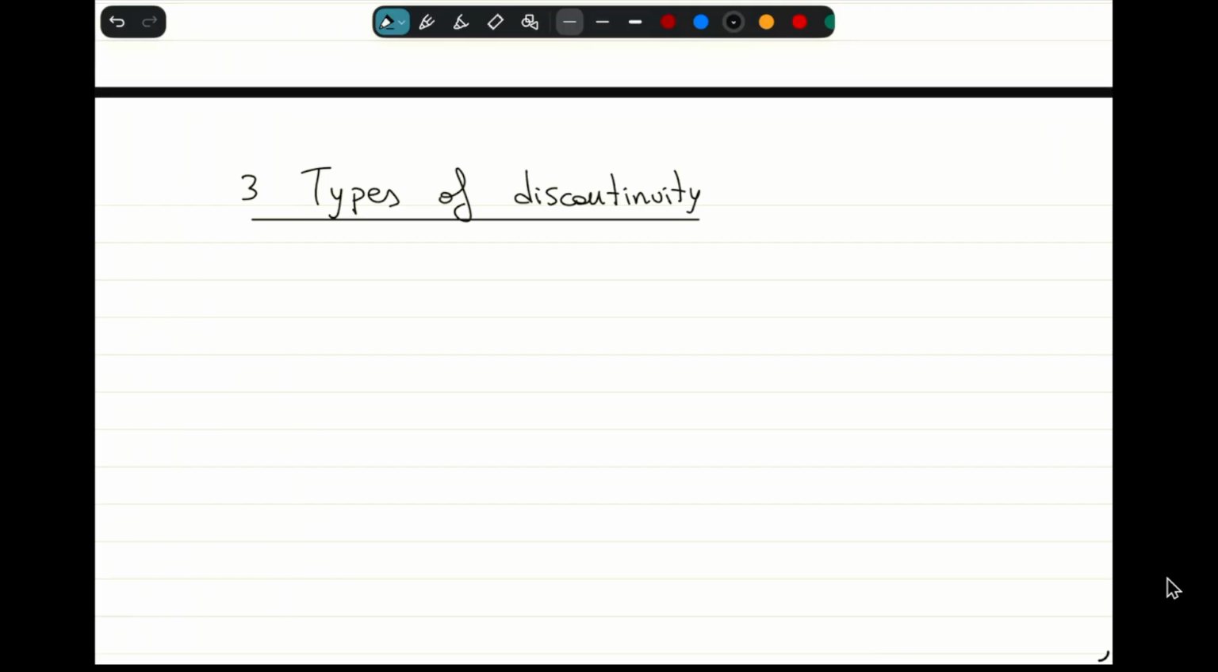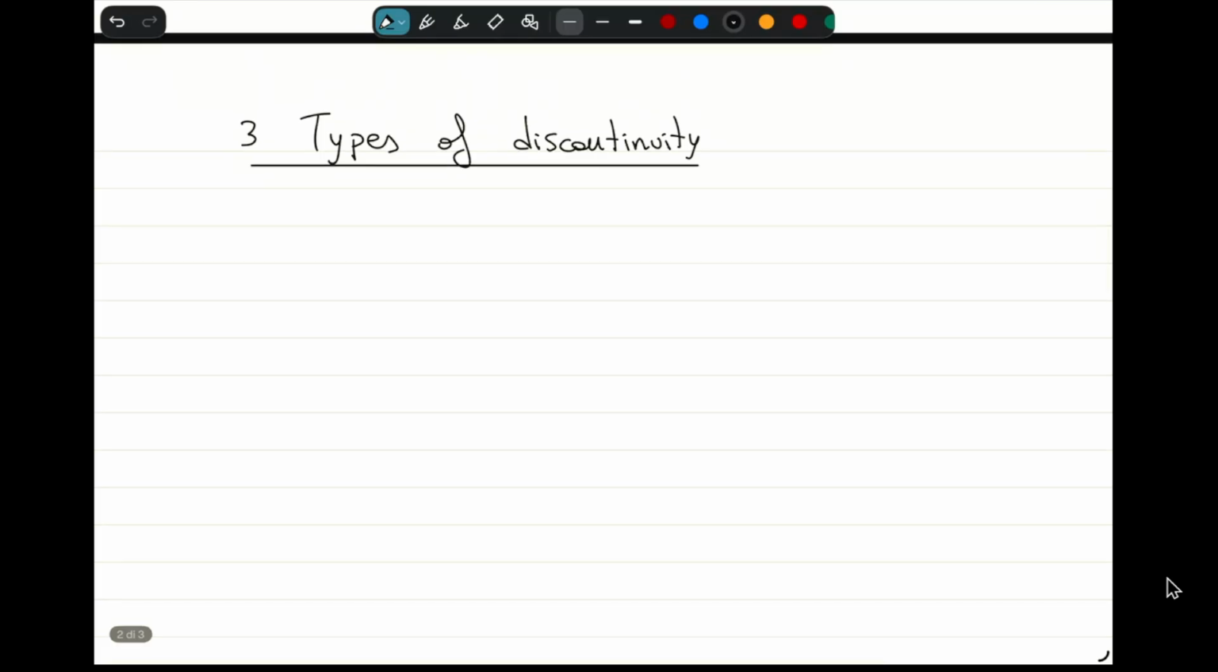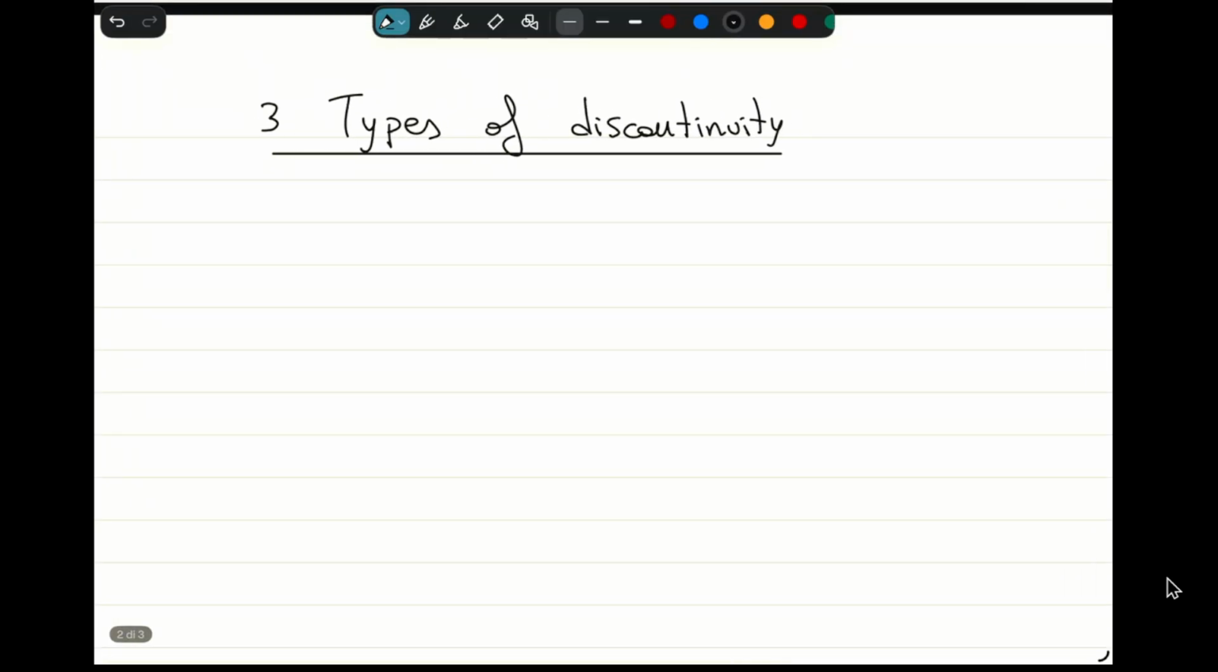Let's move on. Now, we have section 3, types of discontinuity. Okay, so types of discontinuity, it's quite simple. You don't really need to remember terms or anything like that. It's just for you to make a mental picture, so that you can recognize from the graph what the pattern can be, what things to look for.